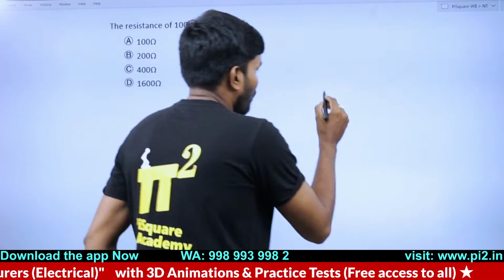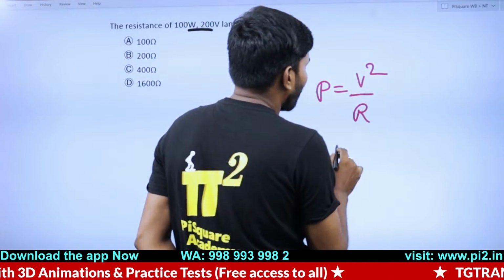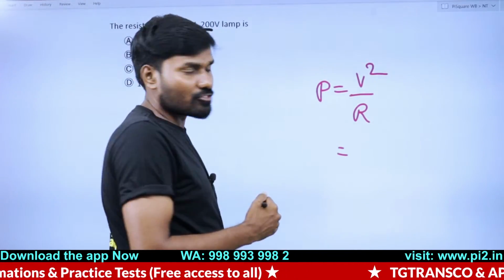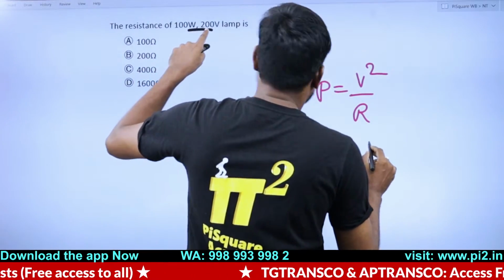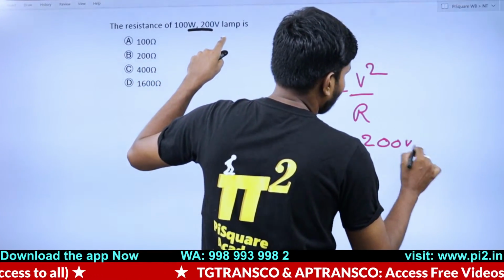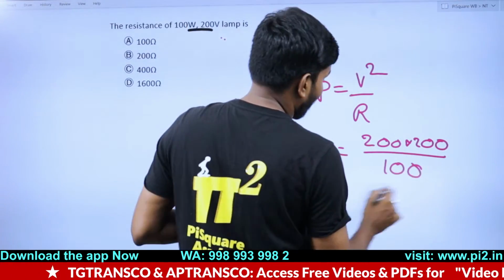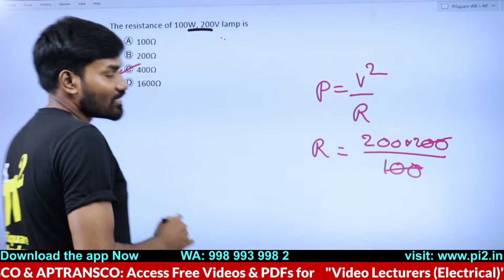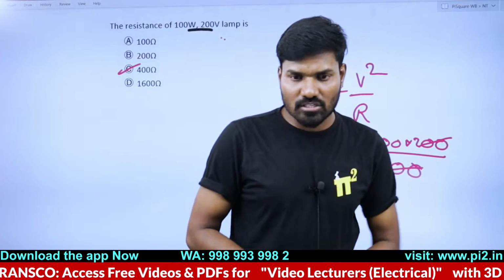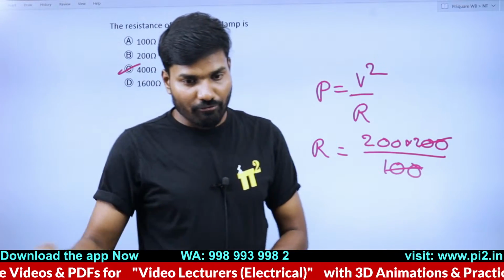So, power is equal to V square by R. You don't have to get into the calculator to answer these kind of simple questions. I asked for resistance. Resistance is equal to 200 square by 100 watts. It's gone. So 400 ohm. Option C is the right answer. Most of the people have given the right answer. Very good, guys.